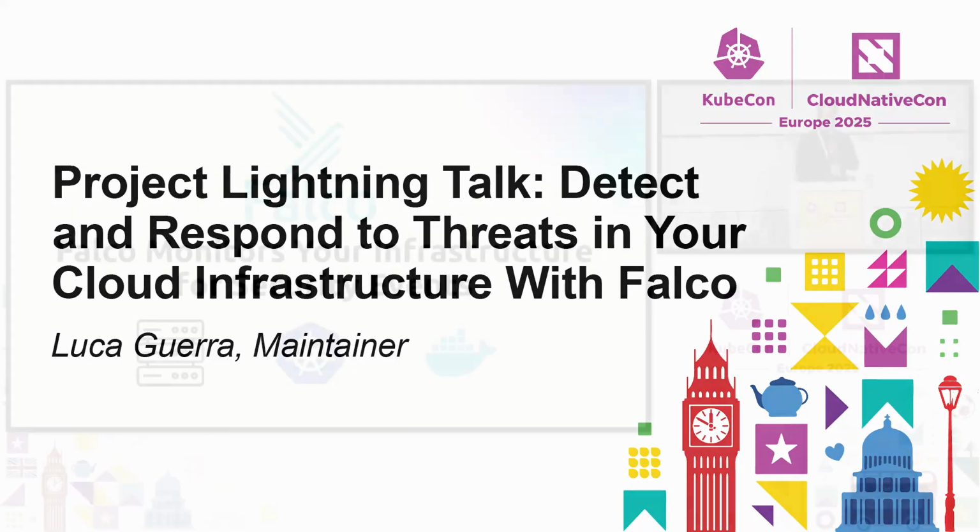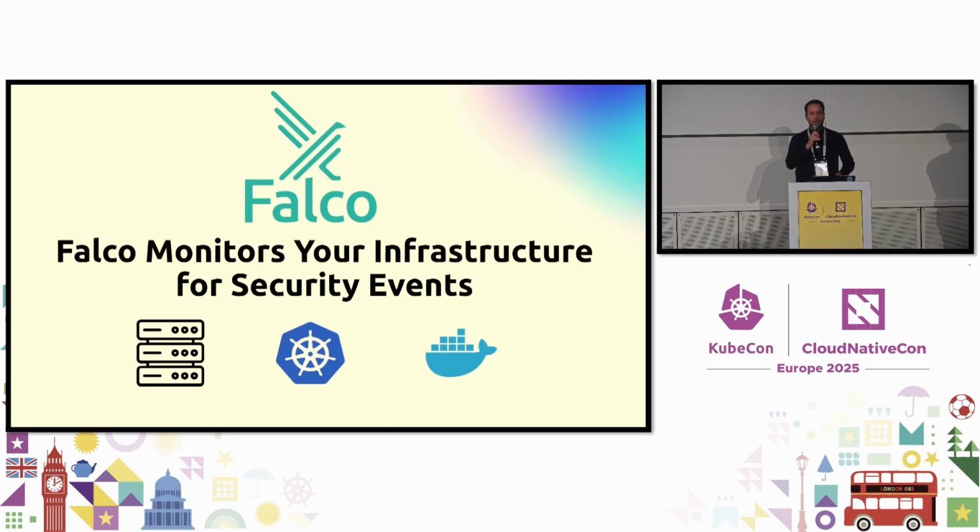I'm one of the maintainers, and if you didn't know about Falco, Falco is a graduated project from CNCF that monitors your infrastructure for security events. So you install it on your Kubernetes clusters, on your nodes, on your containerized environment, and Falco looks at everything that happens in this node, and will alert you on everything that you think is a security relevant event. How does it do it?